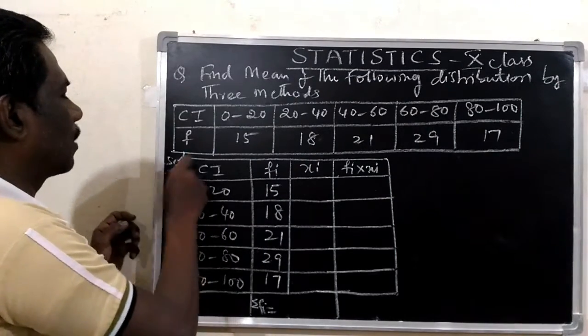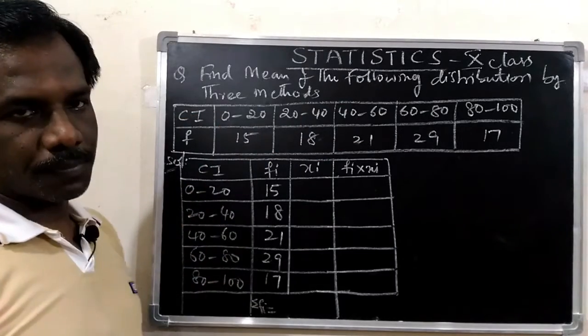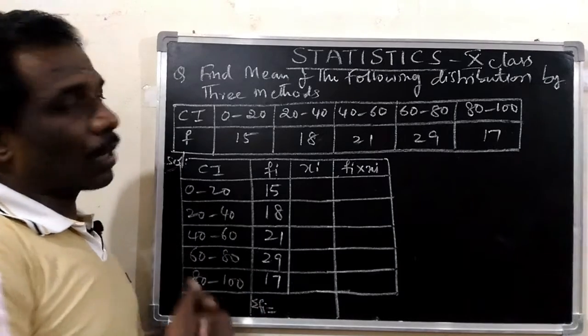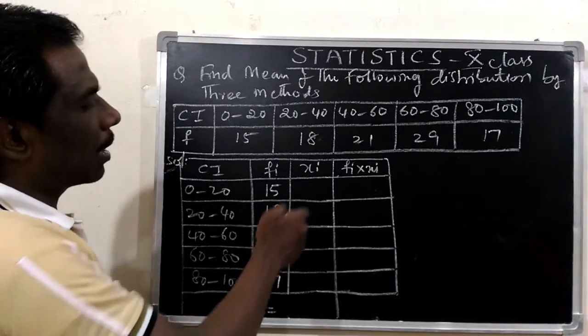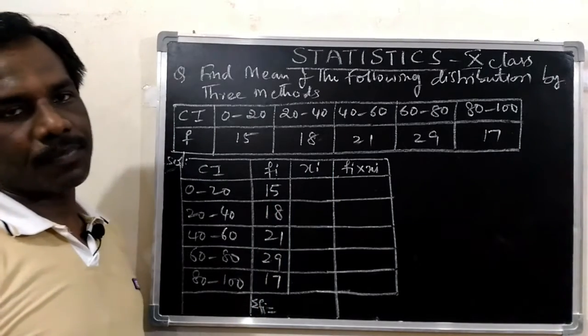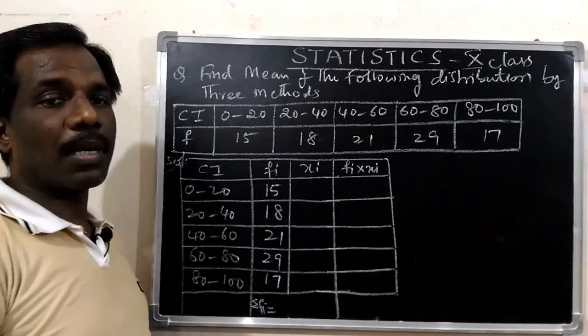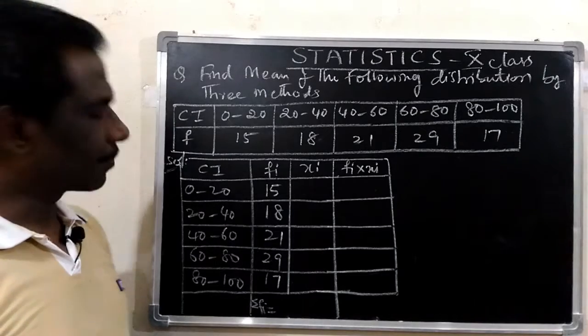For the solution, I wrote these two columns vertically, and for the direct method we require two new columns. The first one is xi, which is called the mid value. And the next one is fi into xi.